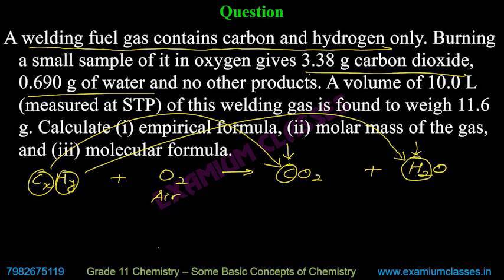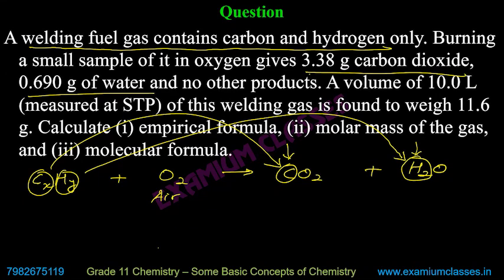Whatever carbon is present in the fuel gas, the same amount will be present in the carbon dioxide produced, because you can't get carbon from anywhere else. The atmosphere does not contain carbon. Similarly, the atmosphere does not have hydrogen which could react with oxygen.